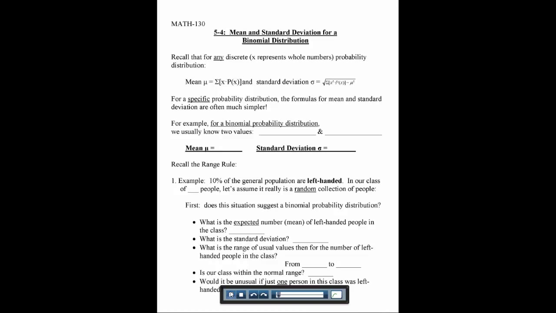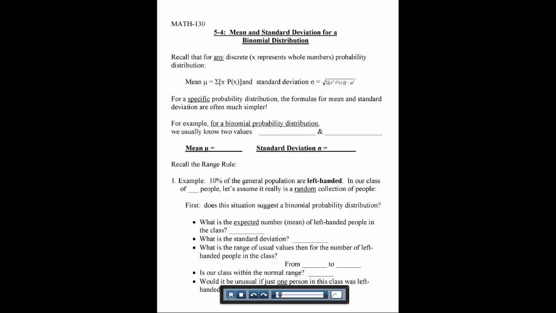In this section, we're going to talk about how to find the mean and the standard deviation for a binomial distribution. So it's actually much easier than just any probability distribution. So remember when in section 5.2, we had formulas and we had a way to do it on the calculator to find the mean and the standard deviation.